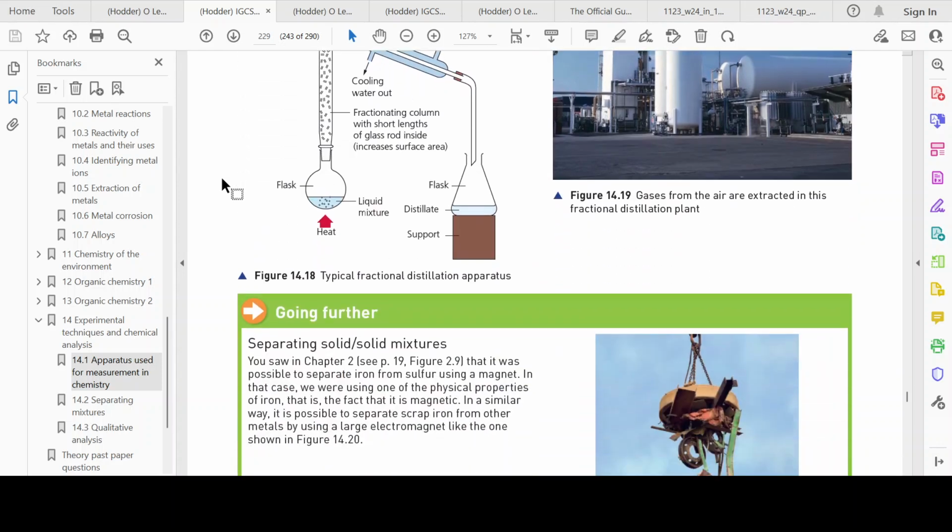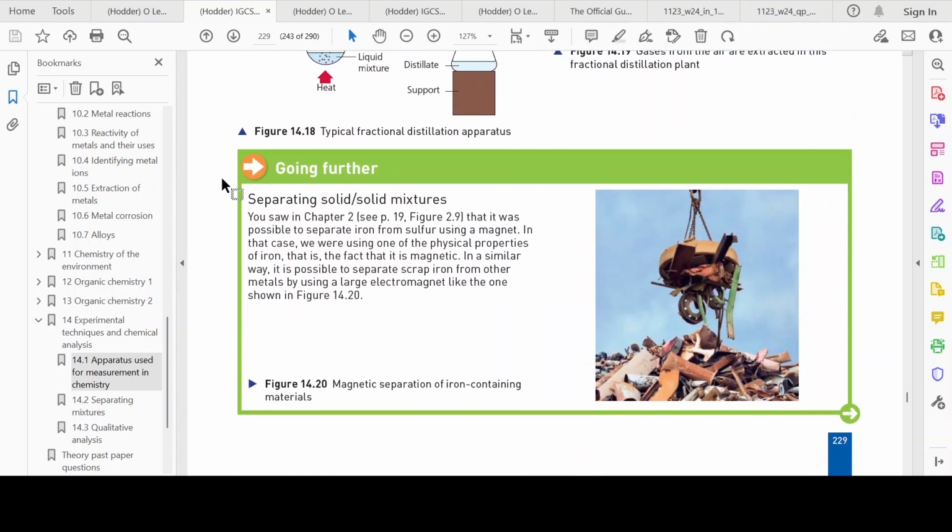There's also separating solids and solids. So in this case, they're using electromagnets. It's going further, so it's not part of it. You don't need to know this part for your examination purposes at least. So in this junk pile, what they're doing is using a strong electromagnet to separate metals from non-metals.